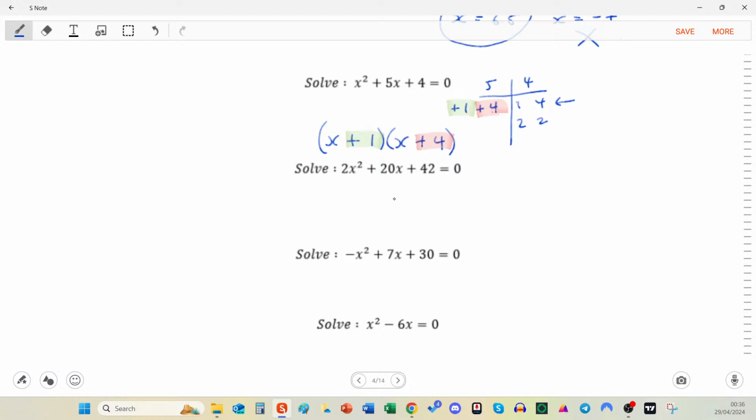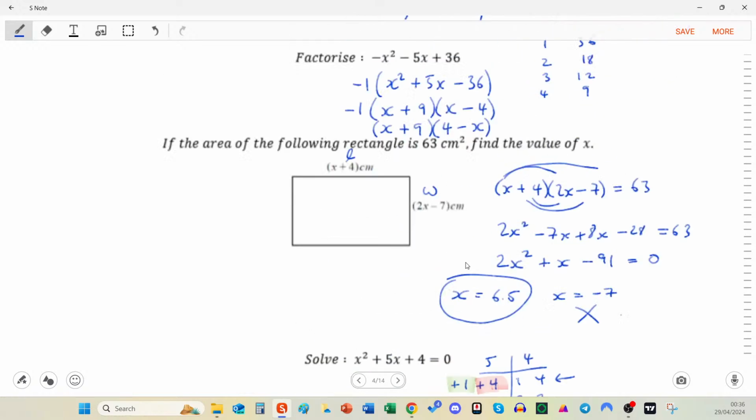In the case here where you've got a 2 and it's all suspiciously even, don't forget to divide everything by 2. So this is x squared plus 10x plus 21. And then this will just be standard methods, hopefully. 21, 10, 3 and 7 we're going to go for. X plus 3, x plus 7. There you go. I did say solve, didn't I?